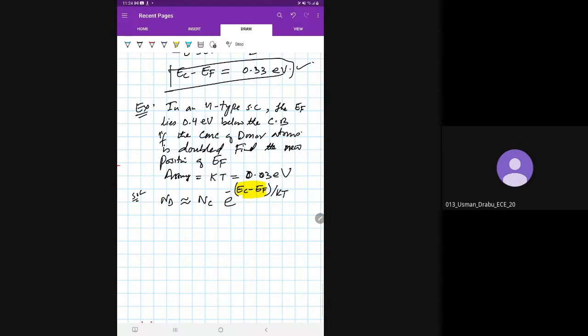Please calculate what will be then. Okay, then we can say that ND will be nearly equal to NC into e to the power minus 0.4 electron volts, and the value of KT is given, it is 0.03. Okay, this is equation 1.